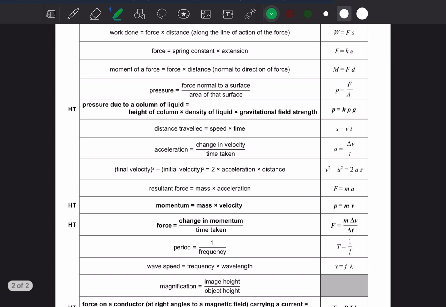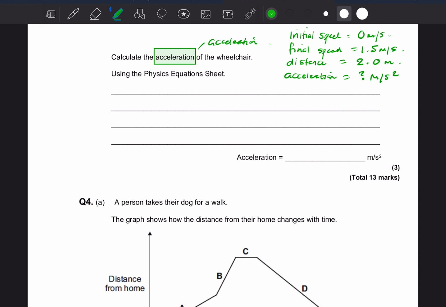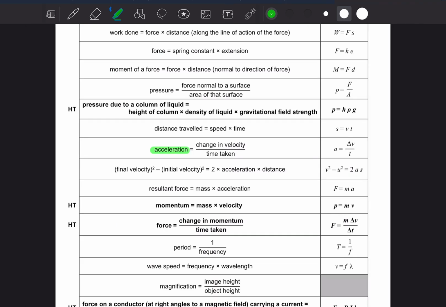I've seen an acceleration. All right. So we've got acceleration here, and we've got a change in velocity, and we've got a time taken. I don't have a time here. I do have a change in velocity. It's gone from 0 to 1.5. So I have a change in velocity, but I don't have a time. So that's probably not the formula for me. Let's keep looking.